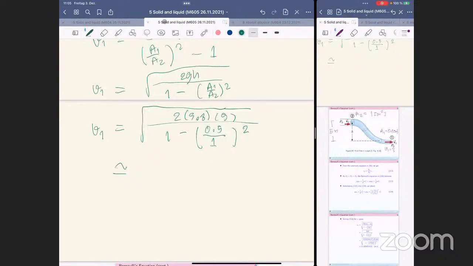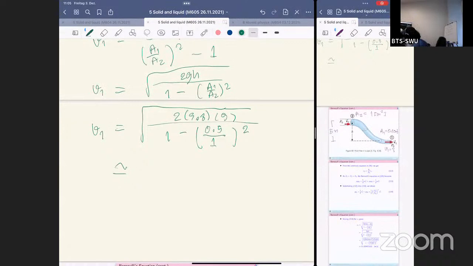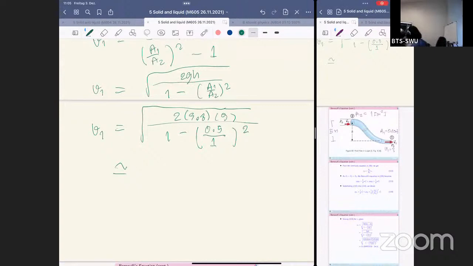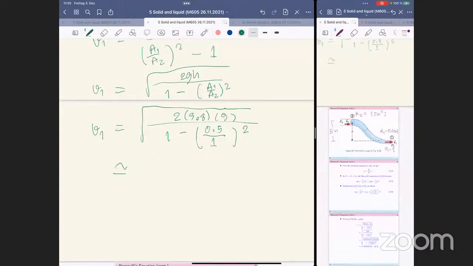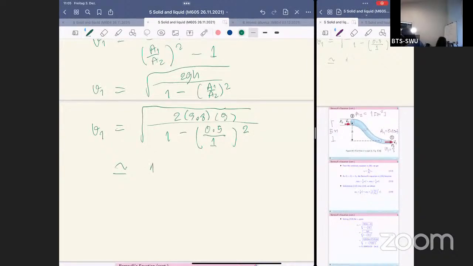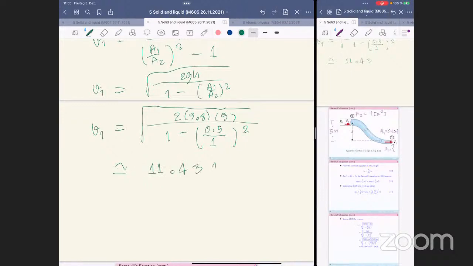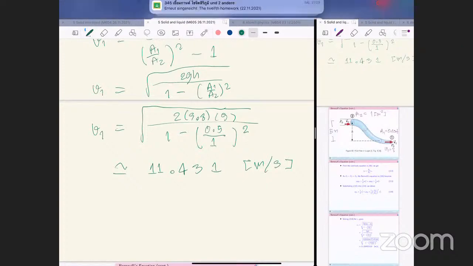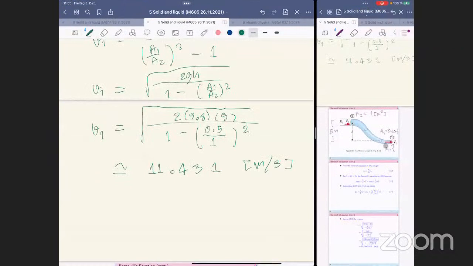Where is that? Okay, square root of 2 times 9.8 times 5, and 1 minus 0.5 square. Yes, we get 11.431 meter per second. Okay, that's the speed of the water getting out of the output side.